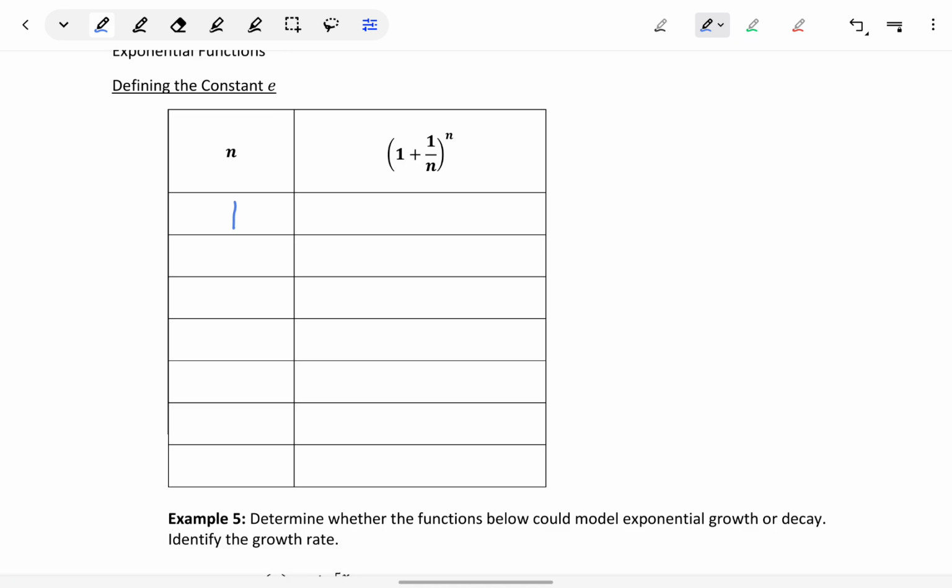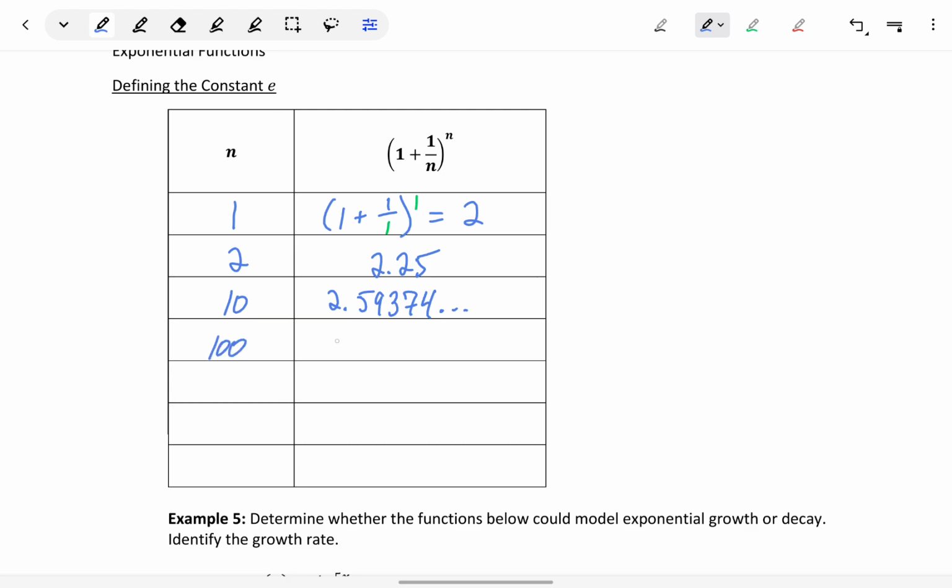You could do this manually on your own with just a calculator or with an online tool. But if we plug in 1, we would get 1 plus 1 over 1 to the first power, which would just give us 2. If we plug in 2, we would get a result of 2.25. Then if we start plugging in larger values, like 10, we get 2.59374 and a decimal answer that keeps going.